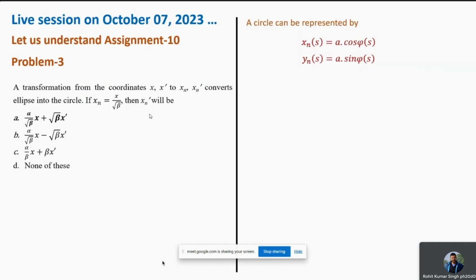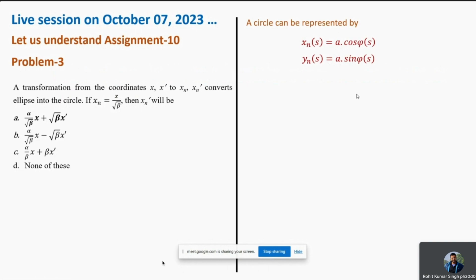A circle can be represented by two coordinates as x is equal to a cos phi and y is equal to a sin phi. A should be a constant here, and the same constant a here in x, and a here in y also, and this should be a constant, not a function of s. Then these two coordinates will represent the circle simultaneously.